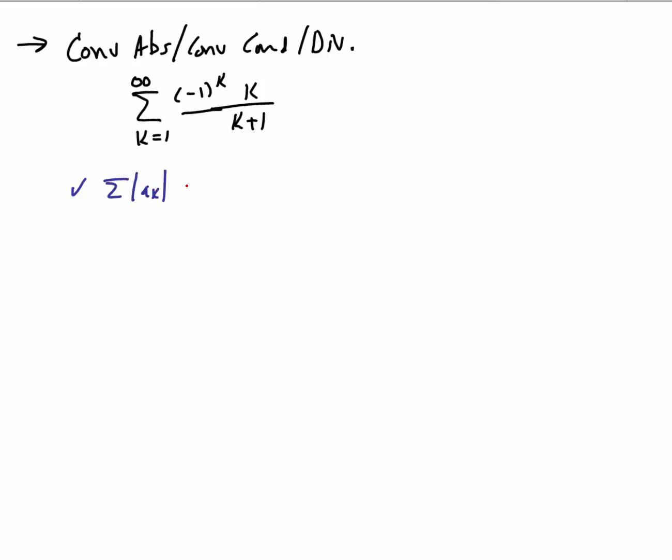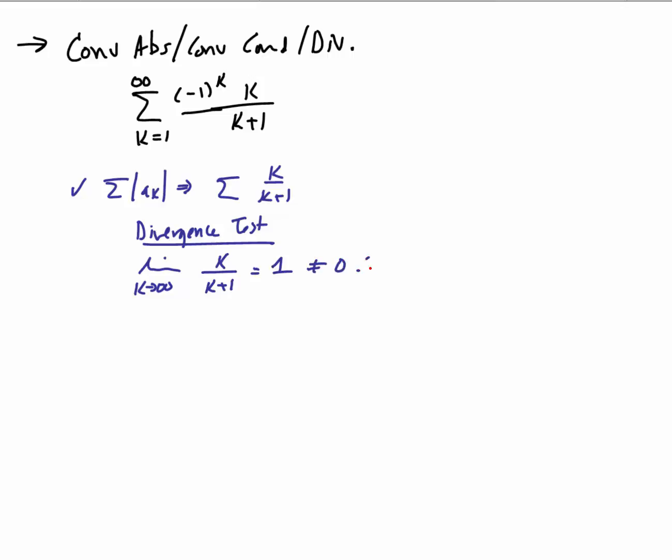So if we do that, really what we're checking then is k over k plus 1. If we check k over k plus 1, I think we can use the divergence test on this. Because if we take the limit as k approaches infinity of k over k plus 1, we get 1, which does not equal 0. Therefore, the absolute value diverges.